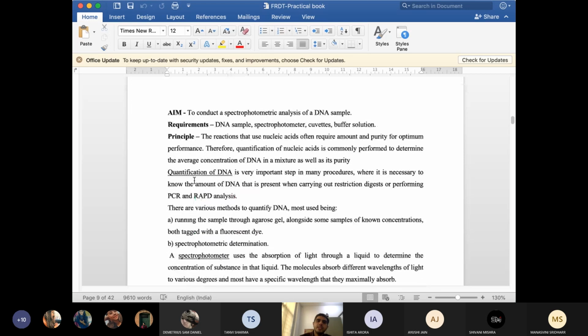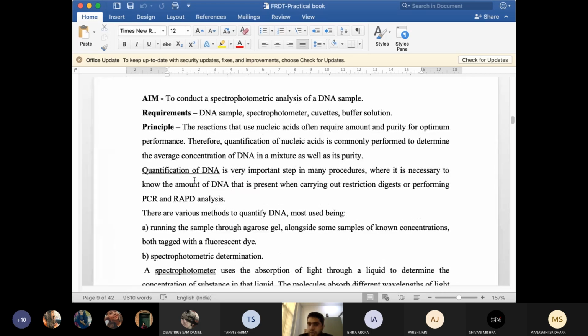Okay, so this is the experiment that you need to conduct: the spectrophotometric analysis of DNA. As all of you have studied, I think, in your semester three, photochemistry, in which semester did you study photochemistry? Yeah, that basic is all I'm going to ask. I'm not going to ask you more than that. In photochemistry, you might have studied the Lambert-Beer law. Have you studied Lambert-Beer's law?